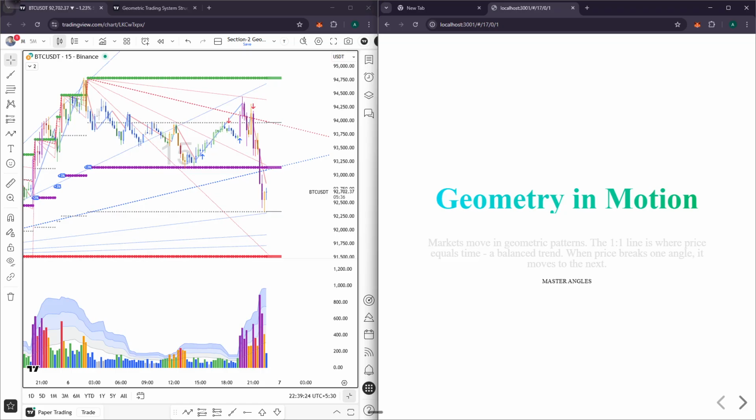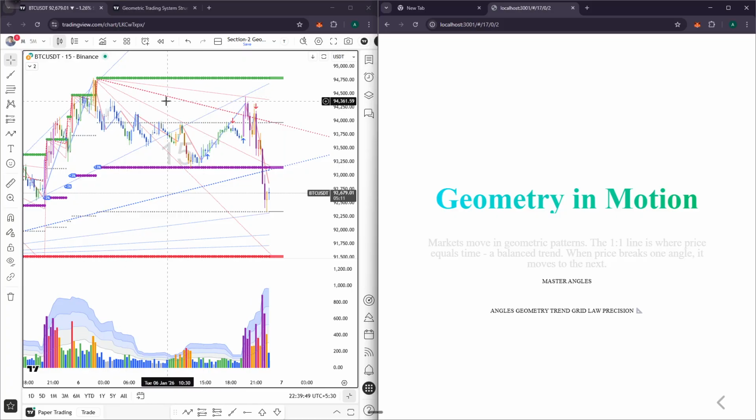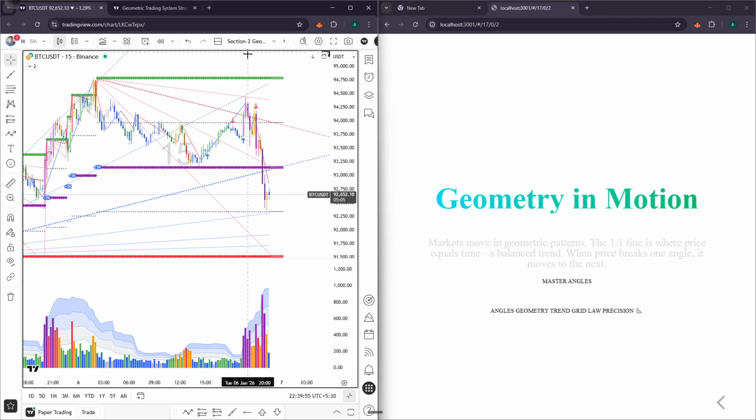So in this lecture, I showed you geometry in motion, and showed you that the market moves in geometric patterns. The one by one line is where price equals time, a balanced trend, and when price breaks one angle, it moves to the next one. So master these angles, master these trend lines, in order to succeed in trading, because when the market reaches there, time automatically activates and it has to move in a certain direction from one angle to the next angle.